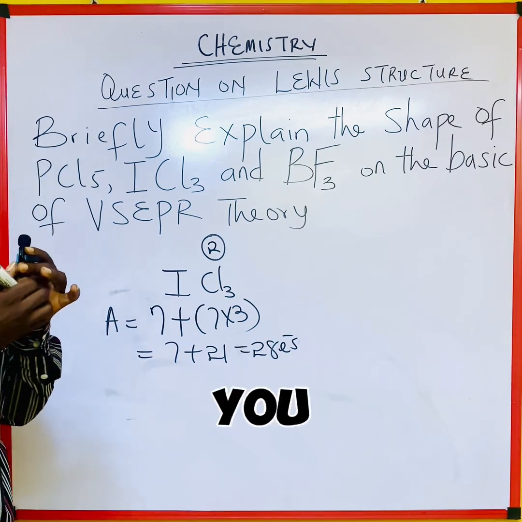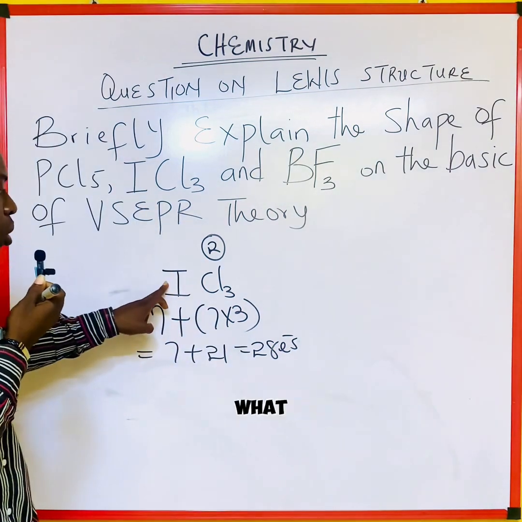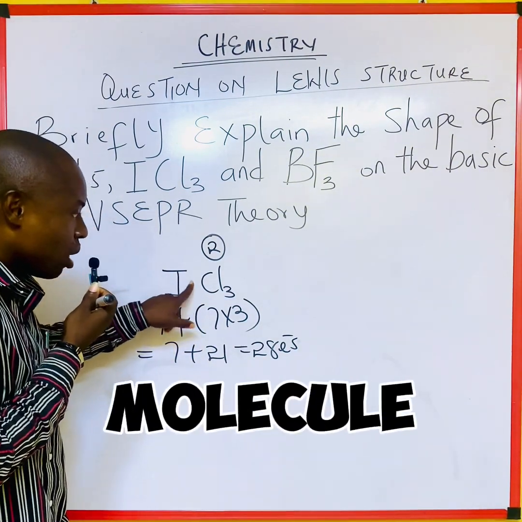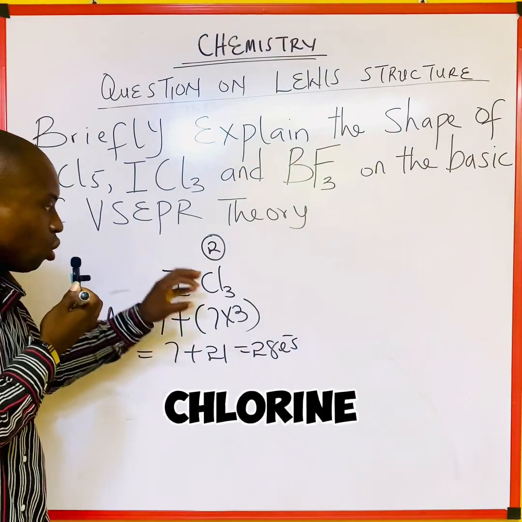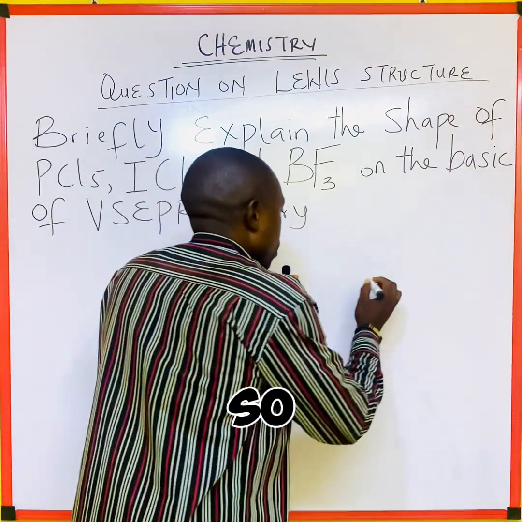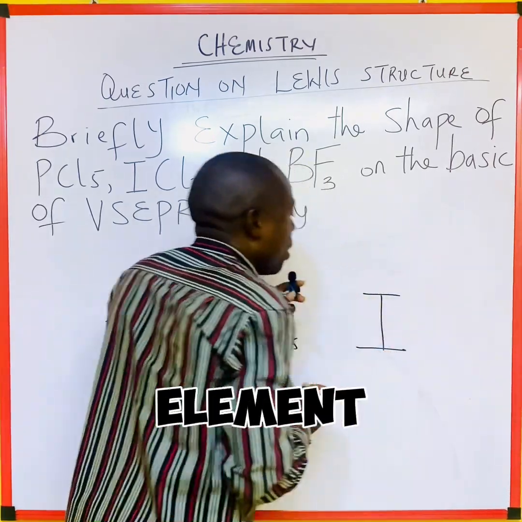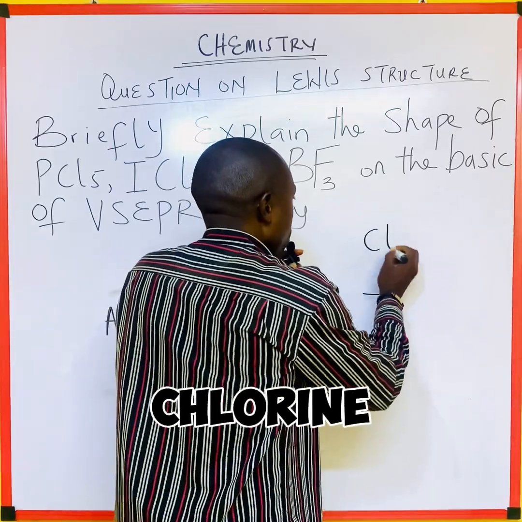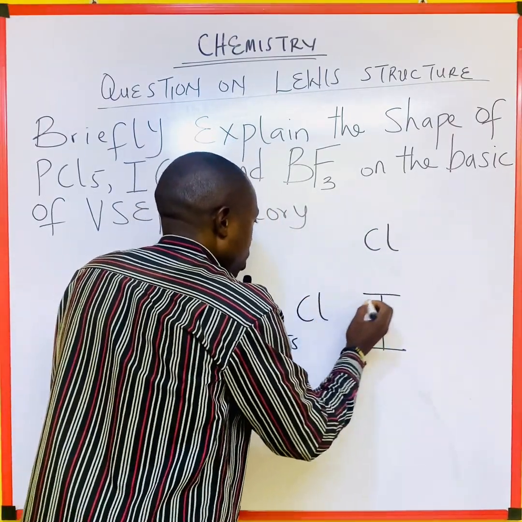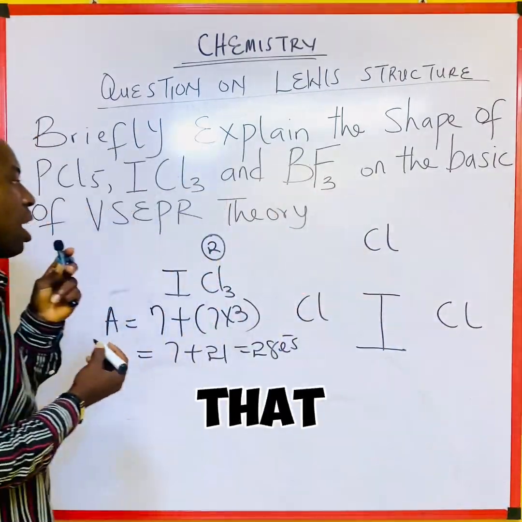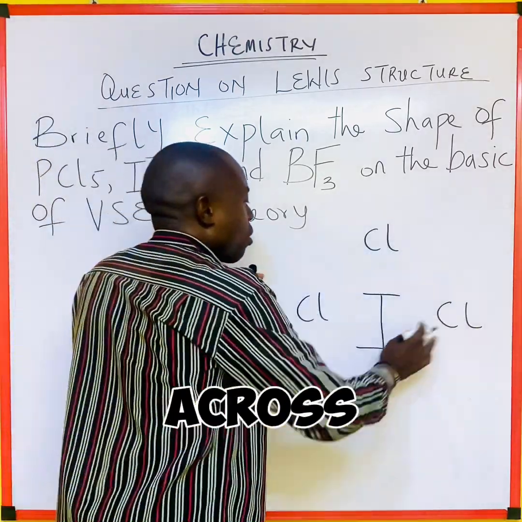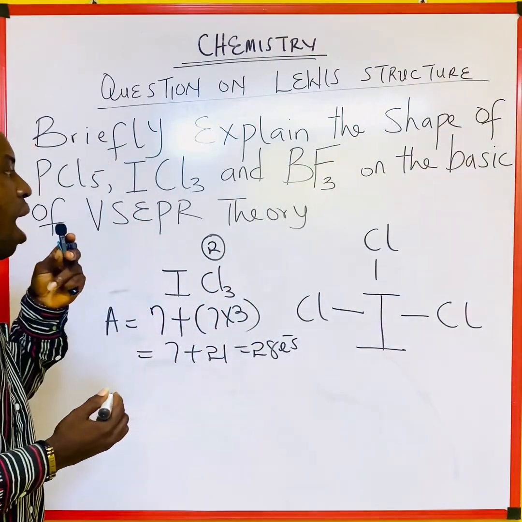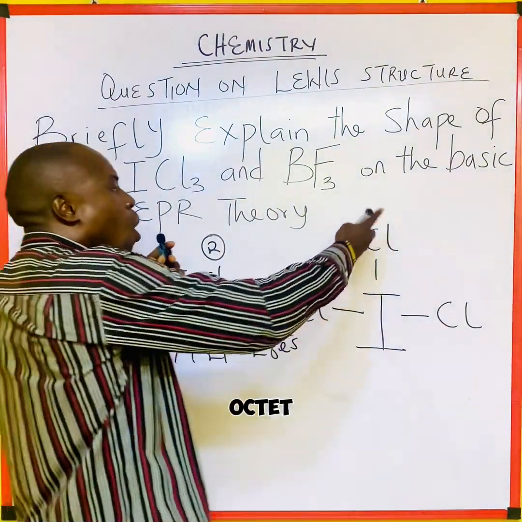So, what should be the parent element here? It is simply iodine, because iodine has fewer atoms in this particular molecule. Iodine is 1, chlorine is 3. So I put iodine as the central element, which is also the parent element. I therefore spread chlorine all across it. Is that clear? When I spread it, I will first give it single bonds.